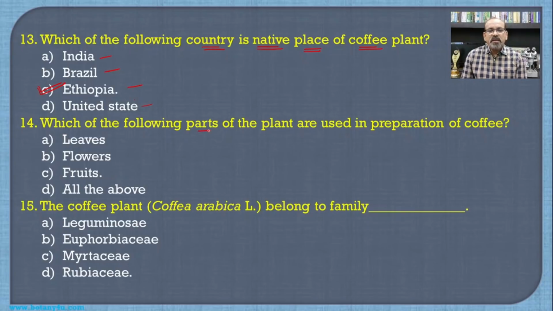Then which one of the following parts of the plant is used in the preparation of coffee? If you see the complete preparation of the coffee from the coffee plant, you will find that the fruits are used for the formation of the coffee, and hence it is the answer. The leaves and flowers are not used in the synthesis of the coffee from the coffee plant. The coffee plant, that is Coffea arabica, belongs to the family, as we have seen in the earlier question, that the family Rubiaceae belongs to Coffea arabica, that is the coffee plant, and hence it is the answer.